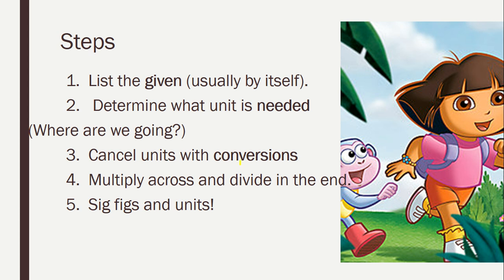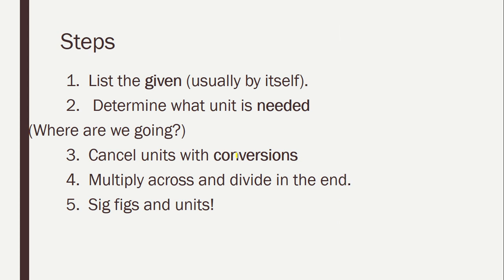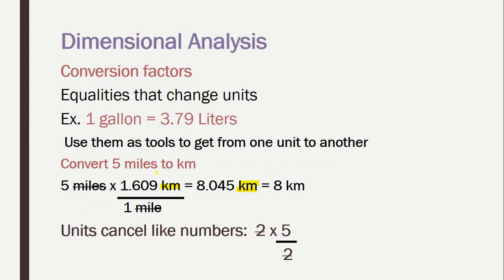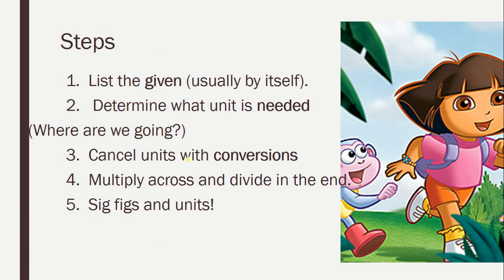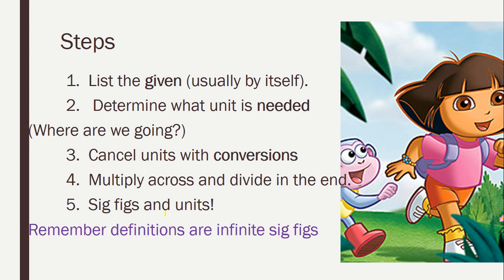So where you are starting is what's given. Where you are going is where you're headed. Cancel the units with conversions. You use these tools, these things that go from one unit to another. Those are conversions, and they're going to help you cancel units, multiply across, and then divide at the end. Significant figures and units need to be taken care of. Remember, significant figures are not determined by definitions. They're determined by measurements. So you're usually going to use the first number to determine these. And please make sure you put your units down after all this.